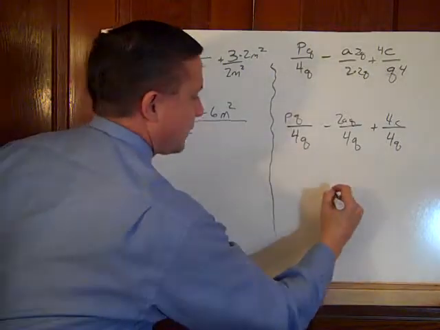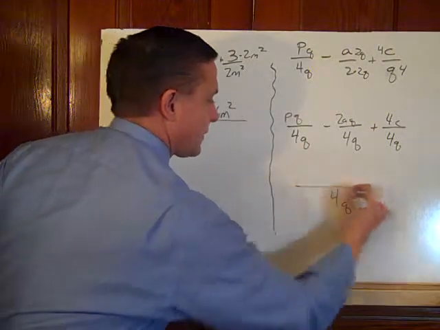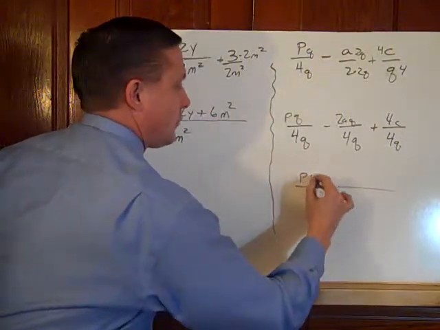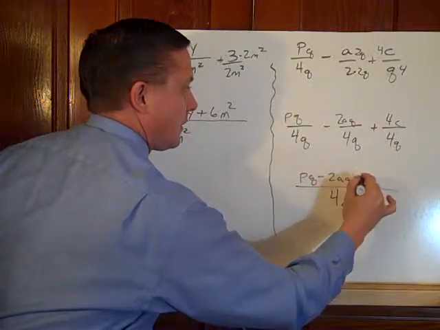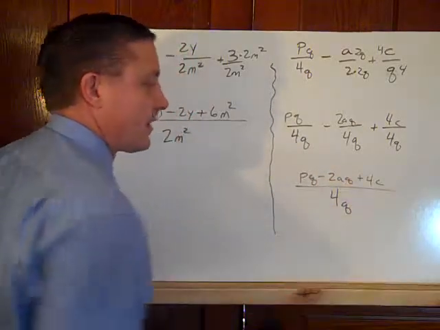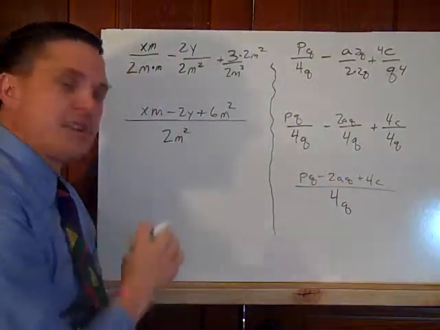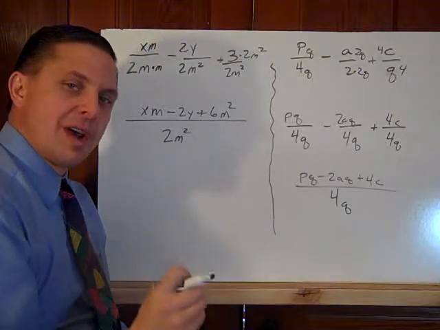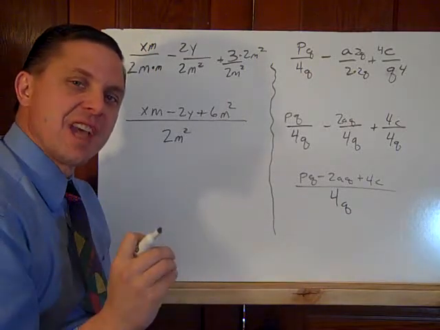Now, everything's the same on the bottom. So I say, hey, I can do this. And I get PQ minus 2AQ plus 4C. Nothing's common, thus I am finished. Keep practicing rational expressions. It's just like adding fractions.